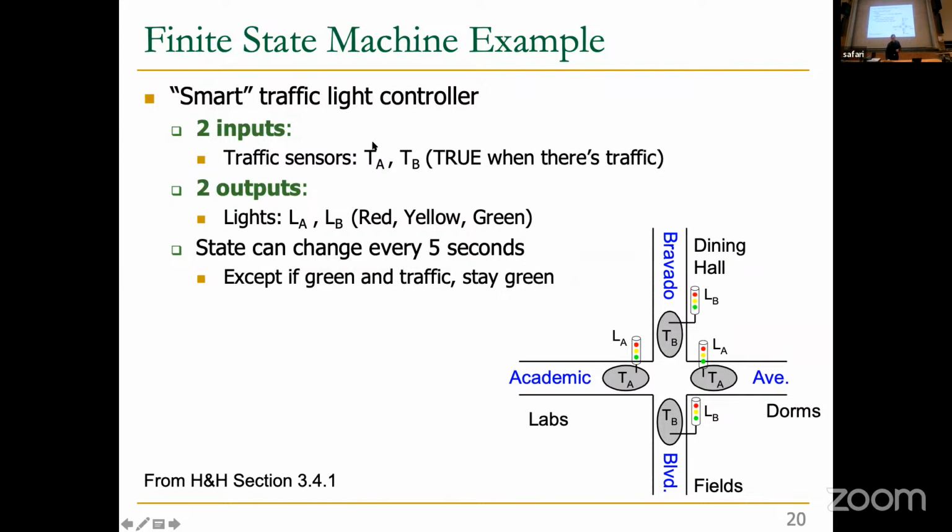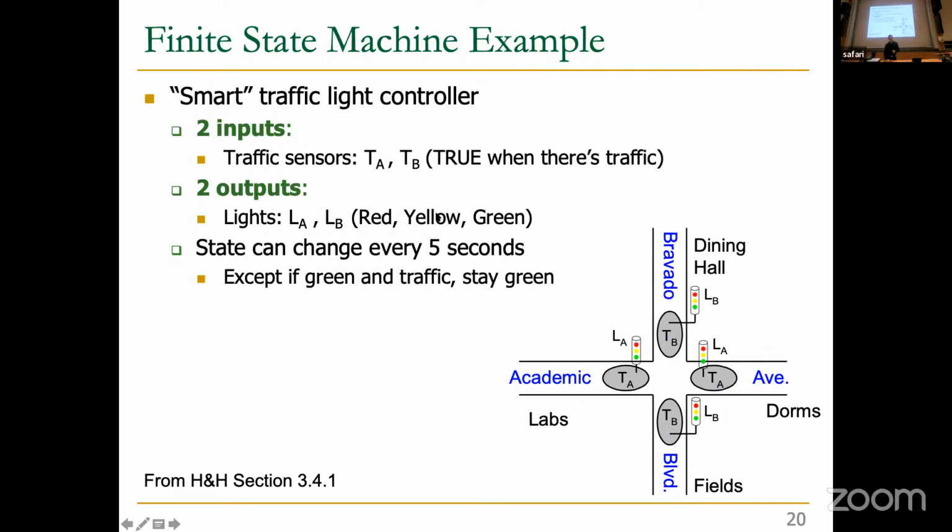There are traffic sensors on Avenue A and Avenue B. And these traffic sensors are 1-bit inputs. And they respectively turn true when there's traffic on the corresponding avenue or corresponding road, let's say. And they're false when there's no traffic on the corresponding road. And there are 2 outputs. These are the lights, basically, LA and LB. I said 4 lights, but the lights on Avenue A are the same, and the lights on Boulevard B are the same over here.